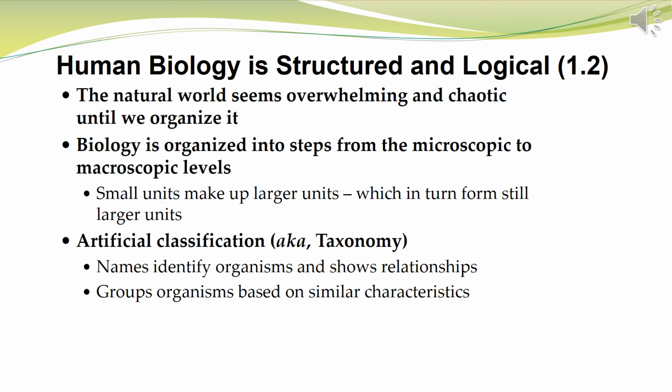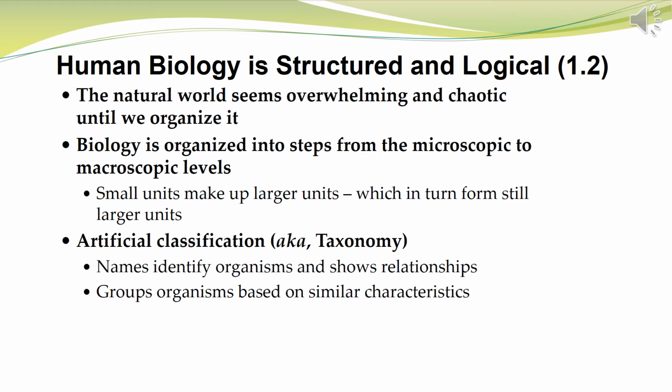Moving on to the second section of Chapter 1, Human Biology is Structured and Logical. The natural world, of course, seems overwhelming and chaotic at first, until we organize it, which is, of course, the reason why we have organization in the first place. Biology is organized into steps from the microscopic to the macroscopic level. Basically, small units make up larger units, which in turn form still larger units. And we'll talk about this organization in greater detail in a second.